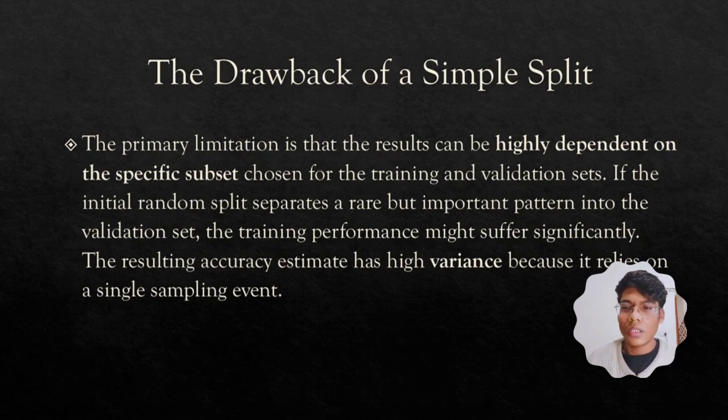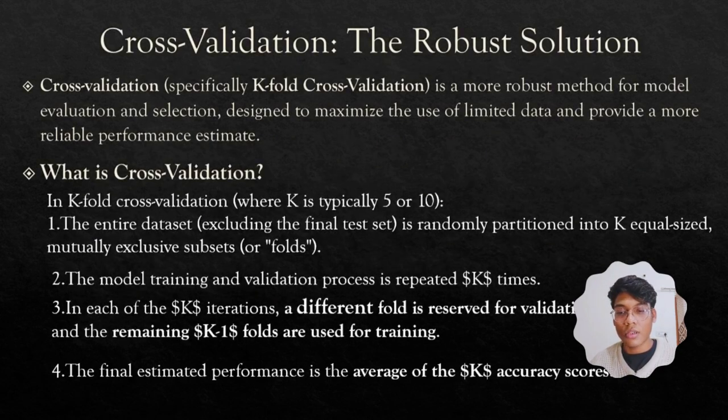The drawback of a simple split: the primary limitation is that the result can be highly dependent on the specific subset chosen for the training and validation sets. If the initial random split separates a rare but important pattern into the validation set, the performance might suffer significantly. The resulting accuracy estimate has high variance because it relies on a single sampling event.